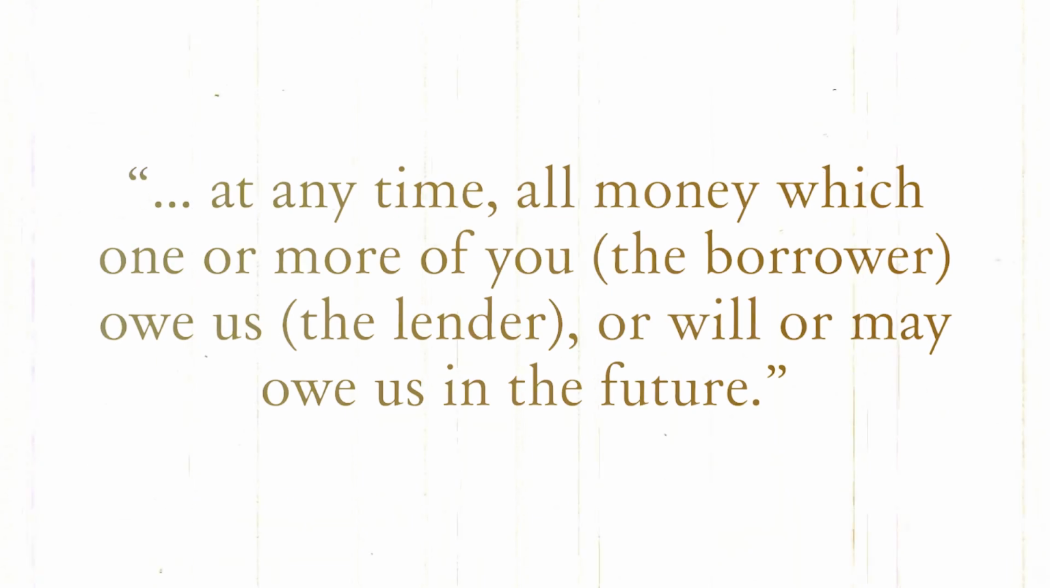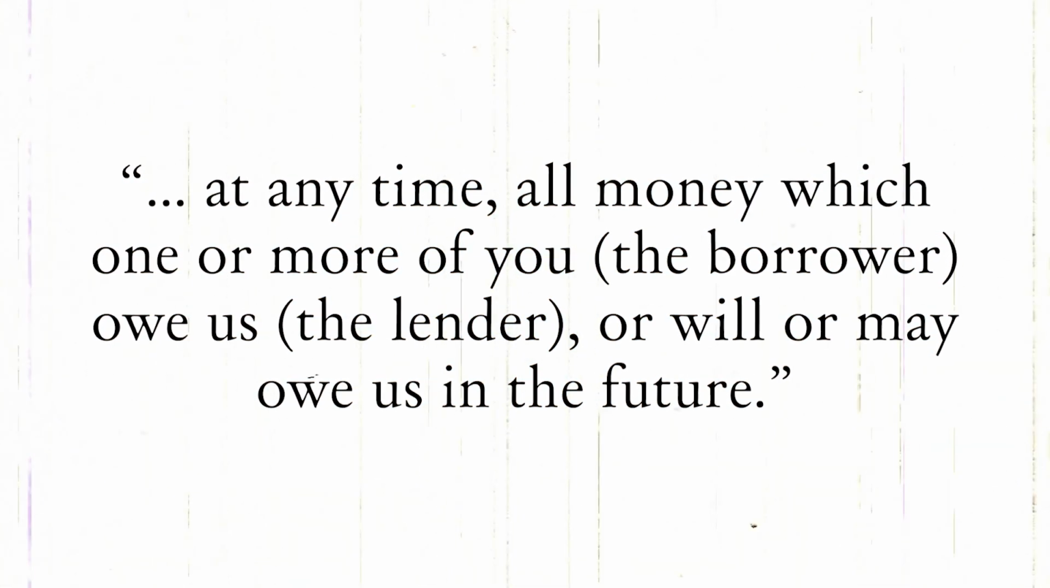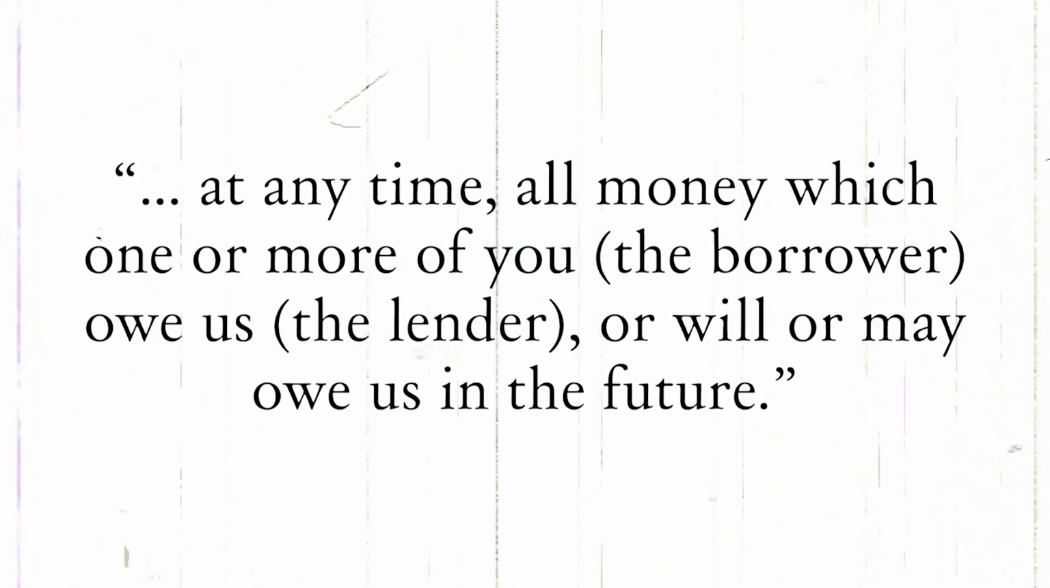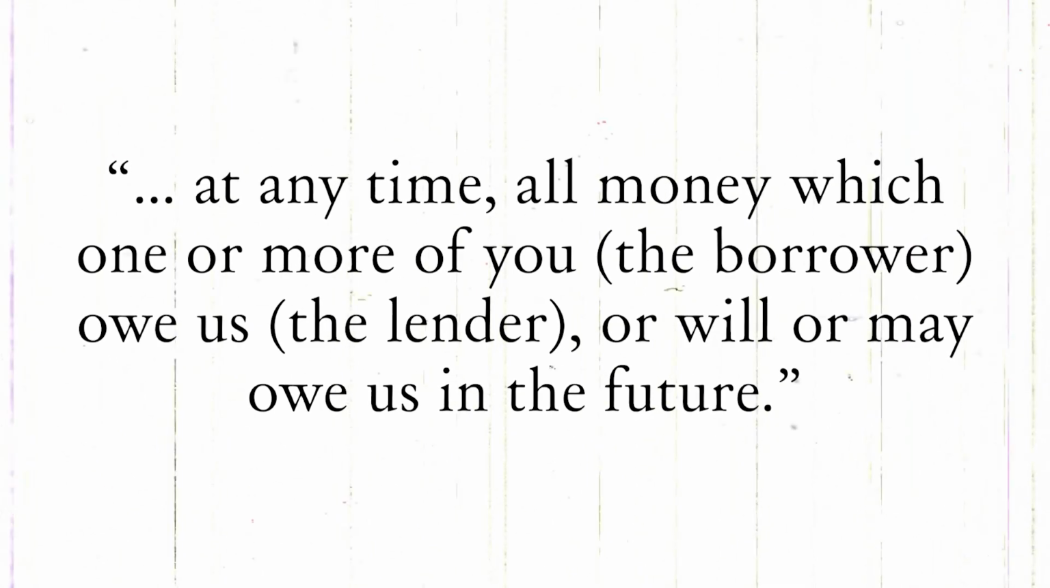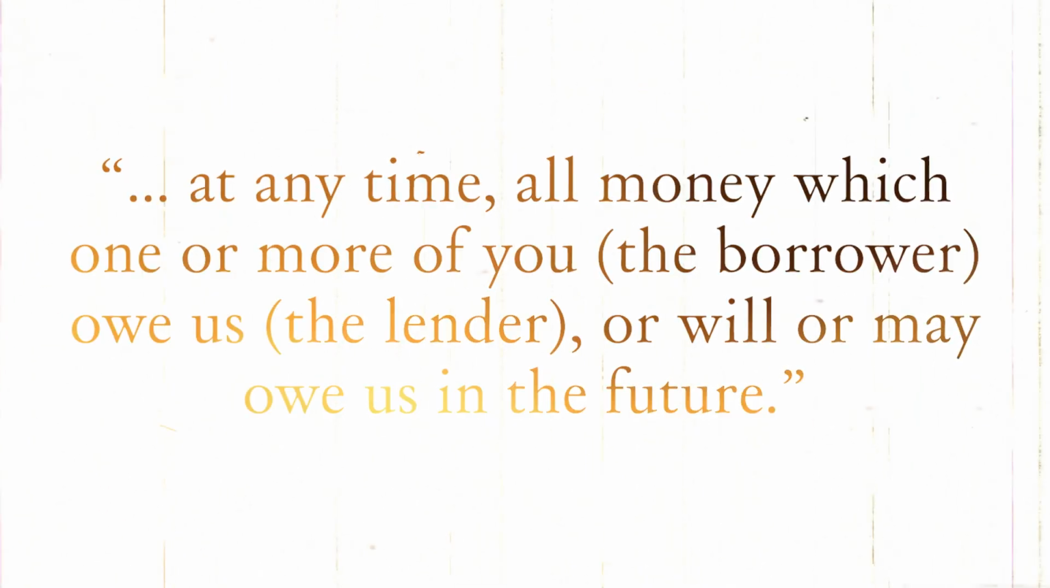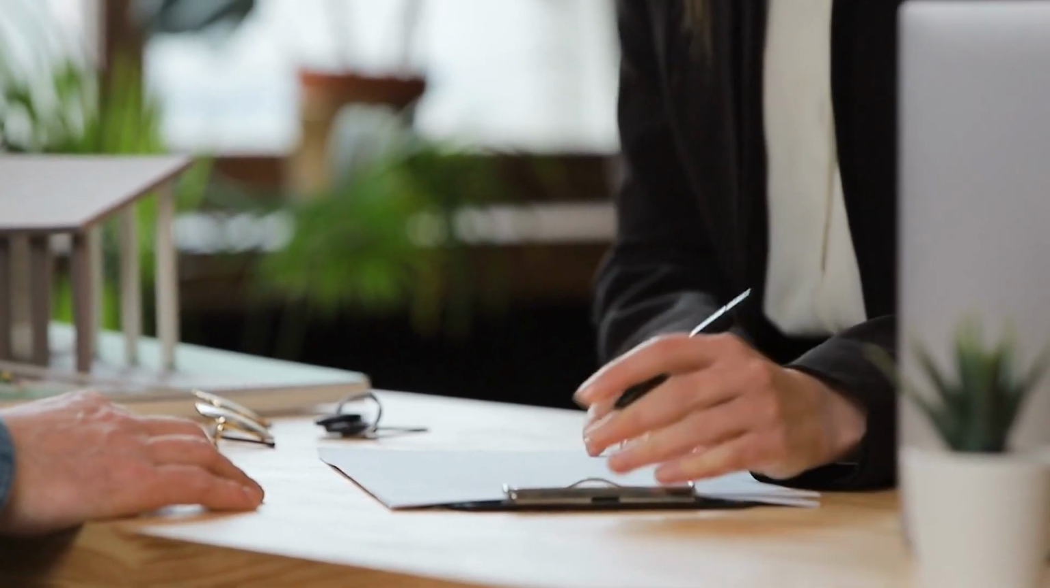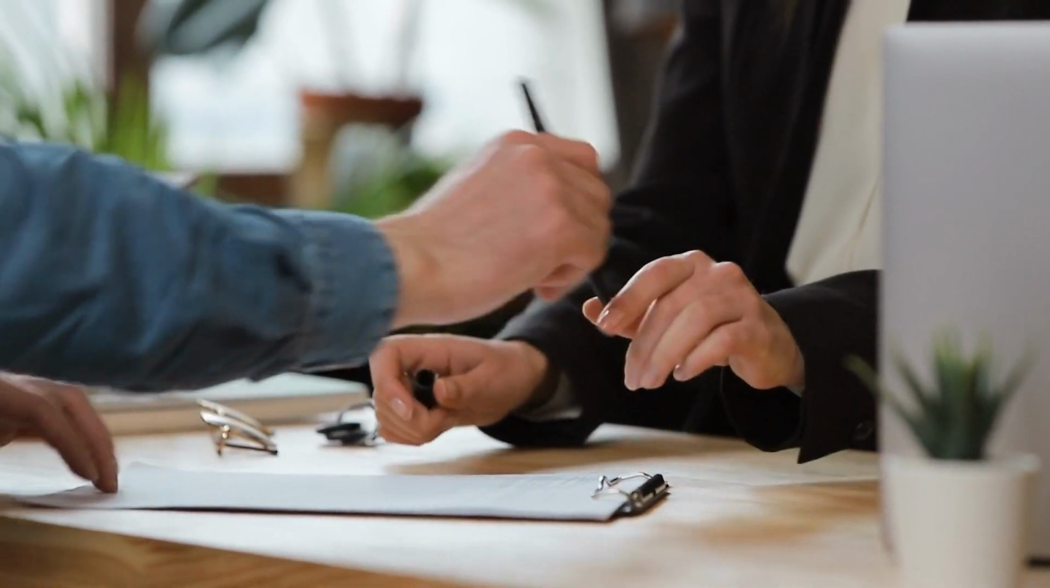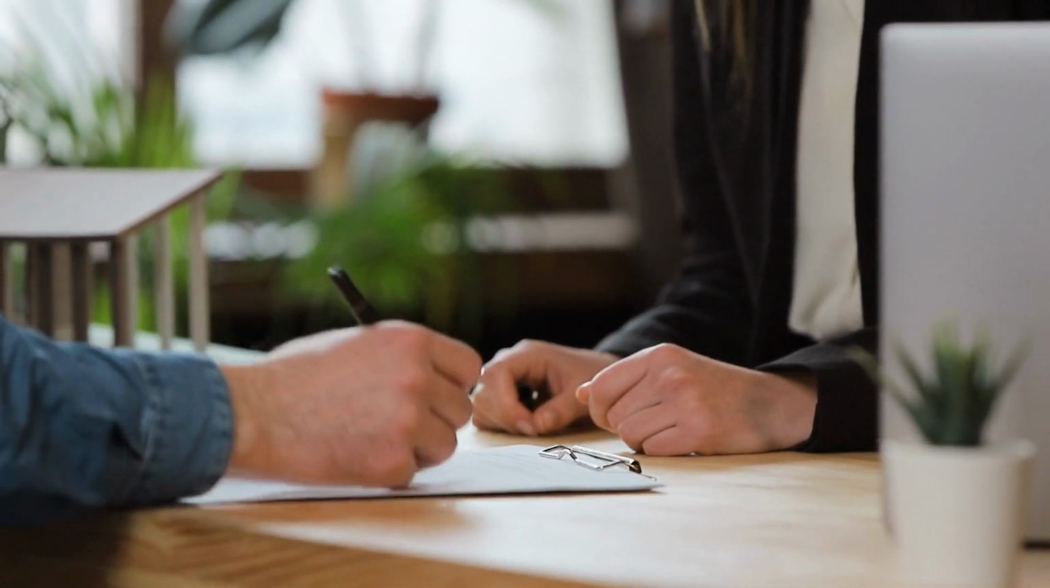At any time, all monies which is owed by one or more of you, the borrowers, owed us, the lender, or will or may owe us in the future. So as we can see here, it's very clear that the lender is not only covering the debt for the mortgage, but also anything else borrowed, both now or in the future, whether it be the mortgage or otherwise.